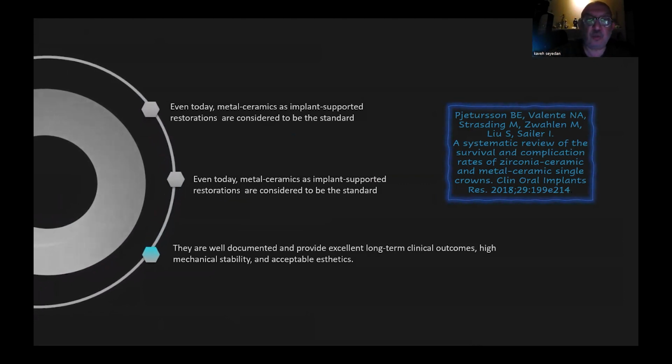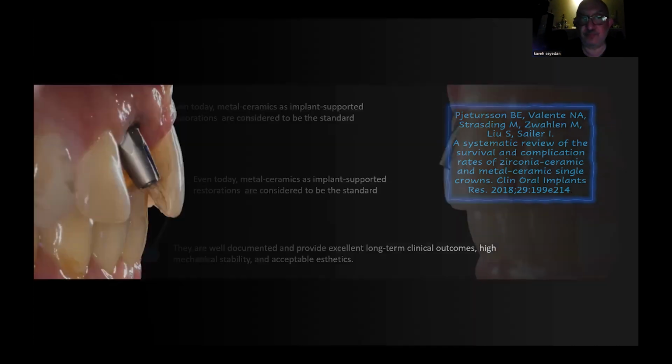So, as a final conclusion to this phase, I have to tell you, even today, metal ceramics as implant supported restorations are considered to be standard. And they are well documented, provide excellent long-term clinical outcomes, and have high mechanical stability and acceptable aesthetics. But I'm sure that zirconia is a very good alternative to these materials, and in the near future, there's a possibility that it can overcome the challenges that we are facing today with zirconia.